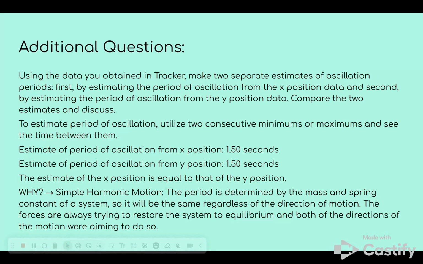Why is this? Simple harmonic motion describes this because the period is determined by the mass and the spring constant of a system, so it would be the same regardless of the direction of motion. The forces are always trying to restore the system to equilibrium in both directions of motion.